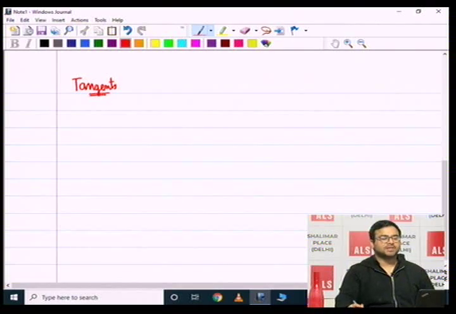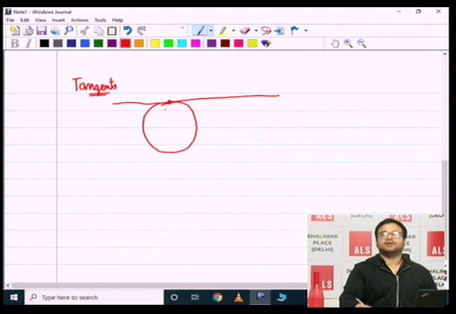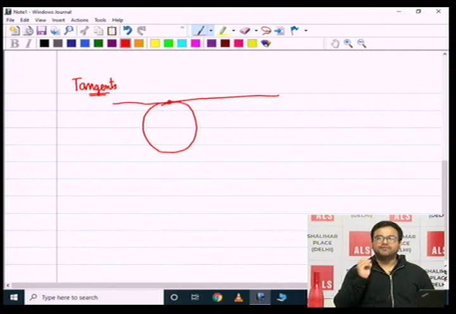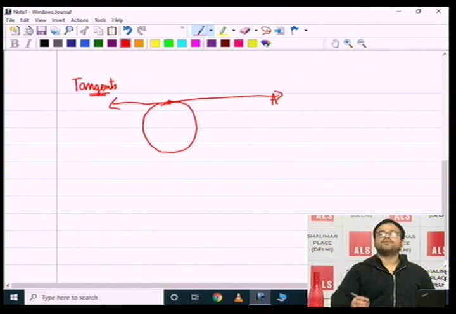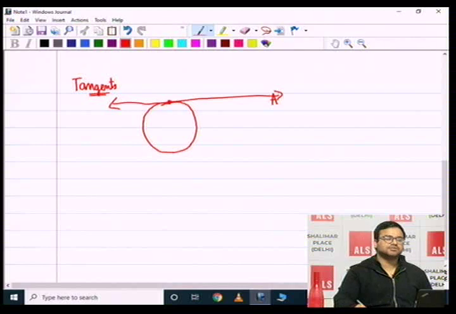Yes, Shillong, yes. A line which touches the circle at exactly one point. Like if this is a line and this is a circle, and if this line touches the circle at only one point, this line will be called a tangent to the circle. We have to learn how to draw the construction of a tangent in different circumstances, where special conditions will be given in different cases.